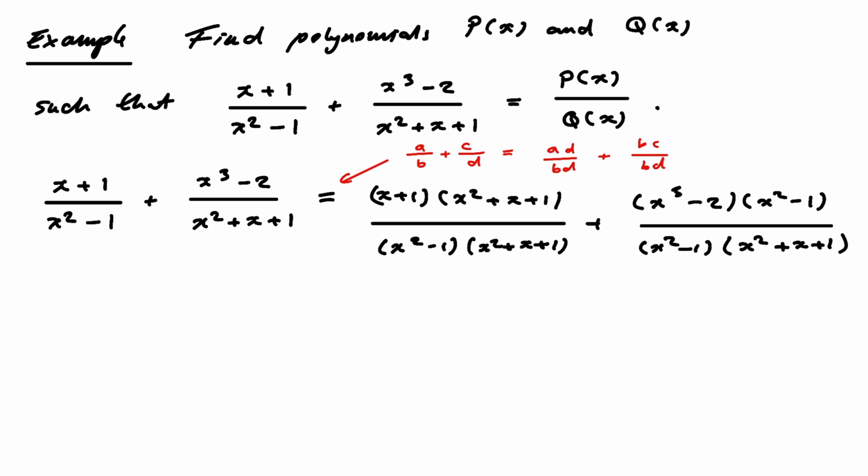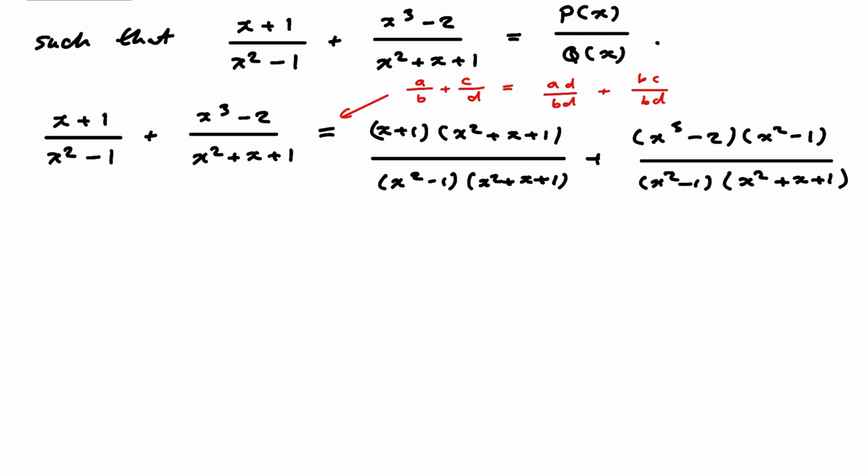Okay, so now at this point we can combine things together. Now the denominators are the same. And what do I know about that? Well, I know if I have two sums, so I'm going to really just labour everything here, if I have a over b plus c over b, that's equal to a plus c over b.